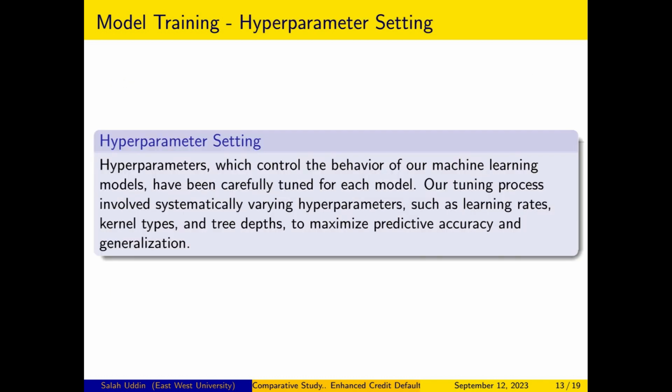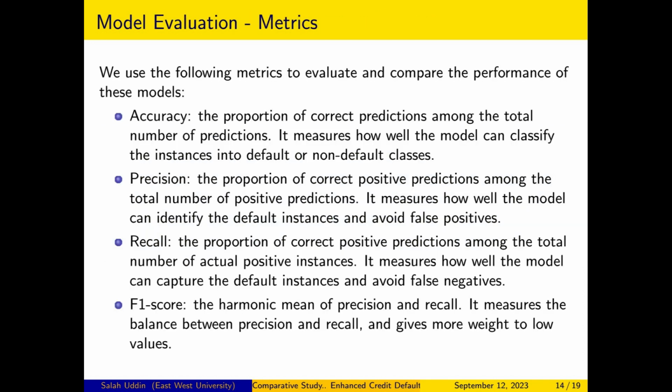Hyperparameter setting. Hyperparameters, which control the behavior of our machine learning models, have been carefully tuned for each model. Our tuning process involved systematically varying hyperparameters, such as learning rates, kernel types, and tree depths, to maximize predictive accuracy and generalization. For evaluating the model, we use the following metrics to evaluate and compare the performance of these models.